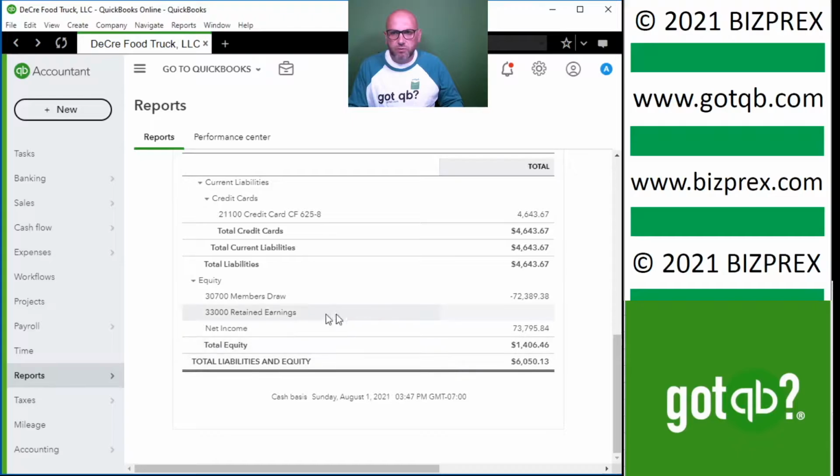And then we'll close the members draw, so we can track it starting next year. The reason we booked the money that we took out of the business into members draw instead of directly into the equity account is to make sure that we track it during that period so we know how much money we took out. But now we will close it out into the equity account. So let's get going with that.